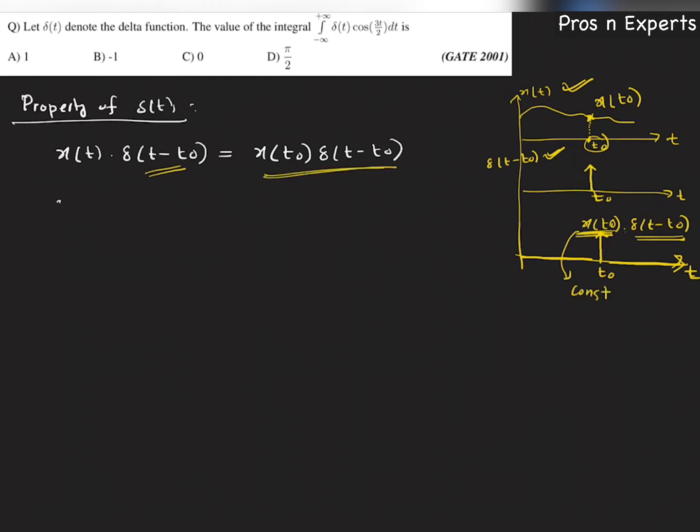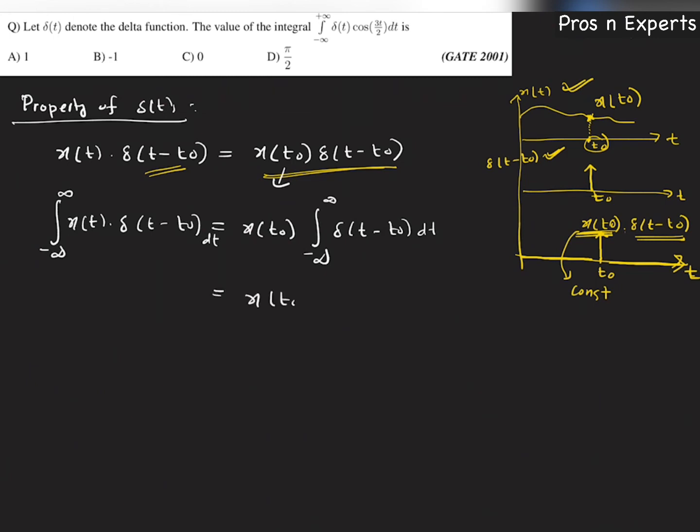Now, what if you integrate this signal from minus infinity to infinity? The integral of x of t delta of t minus t0, directly from this relation, I can write as x of t0 into the integral from minus infinity to infinity of delta of t minus t0 dt. Because as I have already told you, x of t0 is a scalar value, we can take it outside. Now this is x of t0 into what is the integral over an impulse function? It is 1. That is x of t0. So the answer to this integral is x of t0.